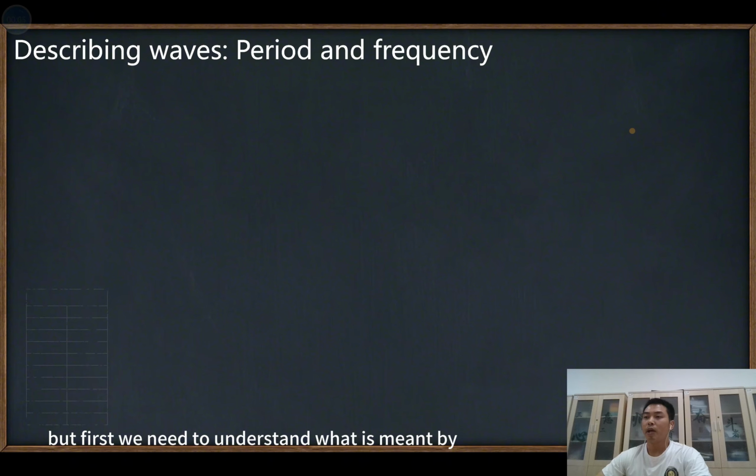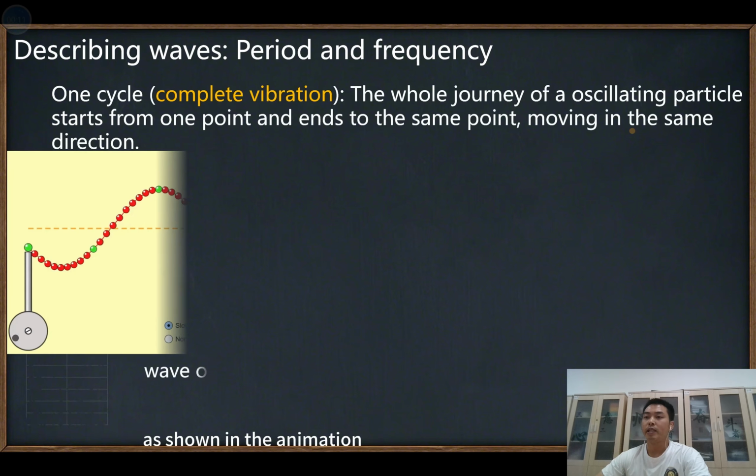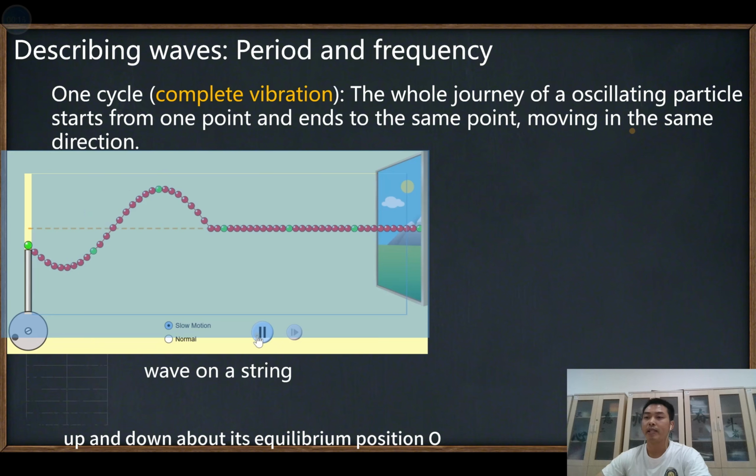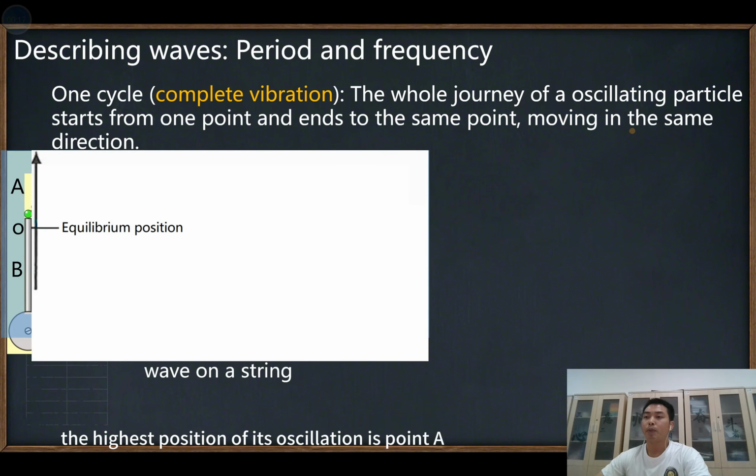But first, we need to understand what is meant by one cycle or one complete oscillation. As shown in the animation, the green particle is oscillating up and down about its equilibrium position O. The highest position of its oscillation is point A, and the lowest position of its oscillation is point B. One cycle or one complete oscillation is the whole journey of the particle, which starts from one point and ends back at the same point, moving in the same direction.